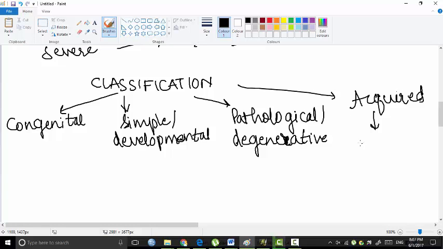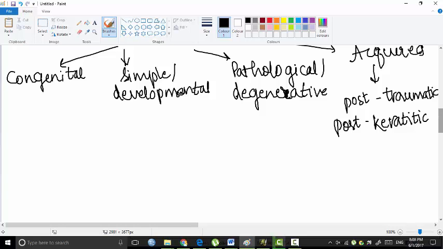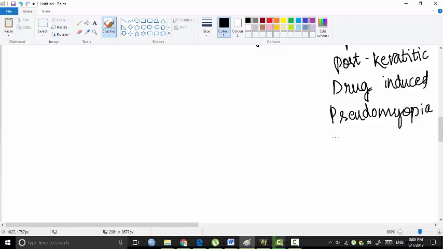Again, acquired myopia can be post traumatic, that is, it may occur after trauma, or post keratitic, that is after inflammation of the cornea, which may lead to myopia. Or it may be drug induced, most commonly, or it may be pseudo myopia, space myopia, or night myopia, which generally occurs at night.